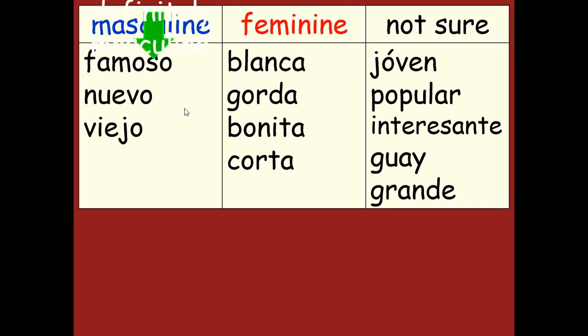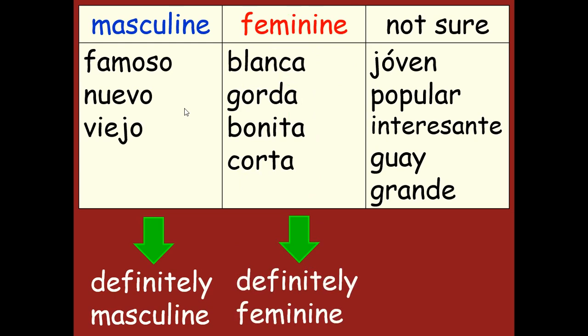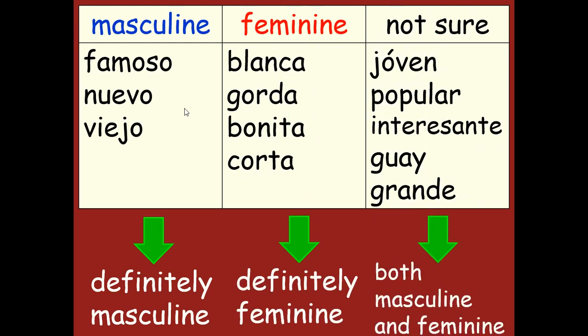Well, actually, we know that the ones ending in o, they're definitely masculine. We know that the ones ending in a, they're definitely feminine. Actually, those ones there can be both masculine and feminine. So, in other words, if they end in N or R or E, then they don't need to change when you're describing something that's feminine. It's only the ones that end in O that need to change to A. The rest pretty much always stay the same.